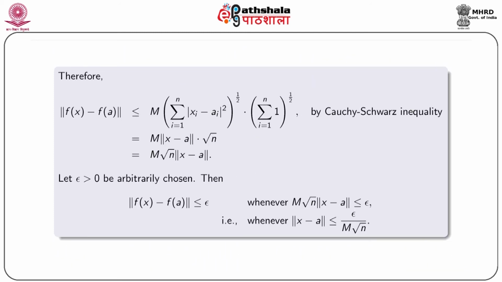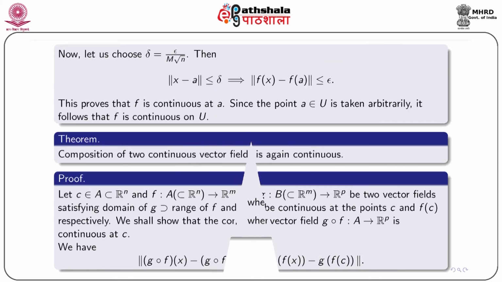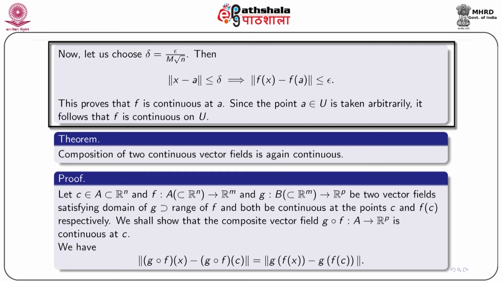Therefore, using the Cauchy-Schwarz inequality, the norm of F(x) minus F(a) is less than or equal to M times root n times the norm of x minus a. Now, let epsilon be arbitrarily chosen. Then from the above we find that whenever the norm of x minus a is less than or equal to epsilon divided by M root n, then the norm of F(x) minus F(a) is less than or equal to epsilon. This shows that F is continuous at that point a. Now, the point a was arbitrarily chosen from the set U, thus F is continuous on the set U.